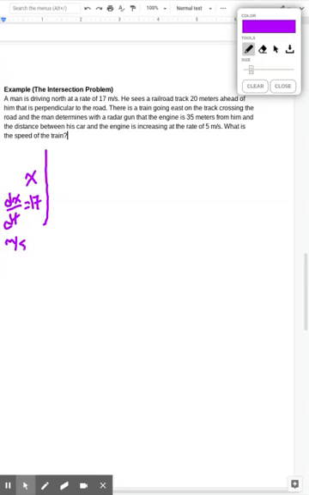All right, he sees a railroad track 20 meters ahead of him. Oh, which means we do know this length. So this is 20. That is perpendicular to the road, and it's traveling east. So here's our train traveling this way. And the man determines with the radar gun that the engine, right here, is 35 meters from him. So we'll call this length z. We'll say this is 35 meters.